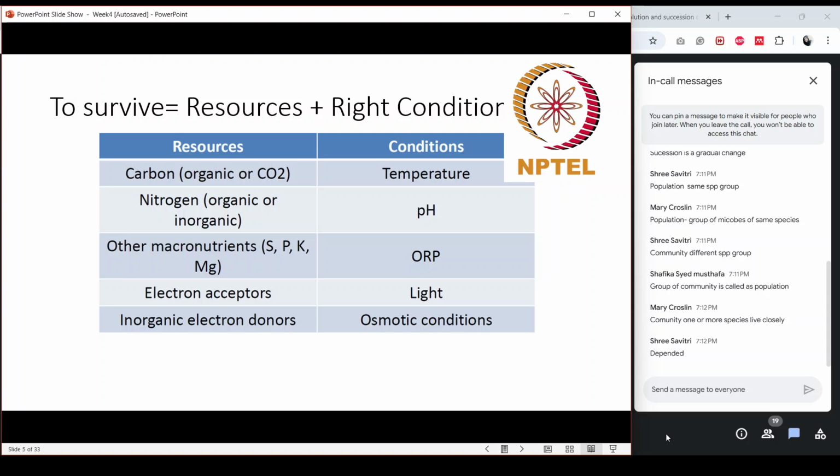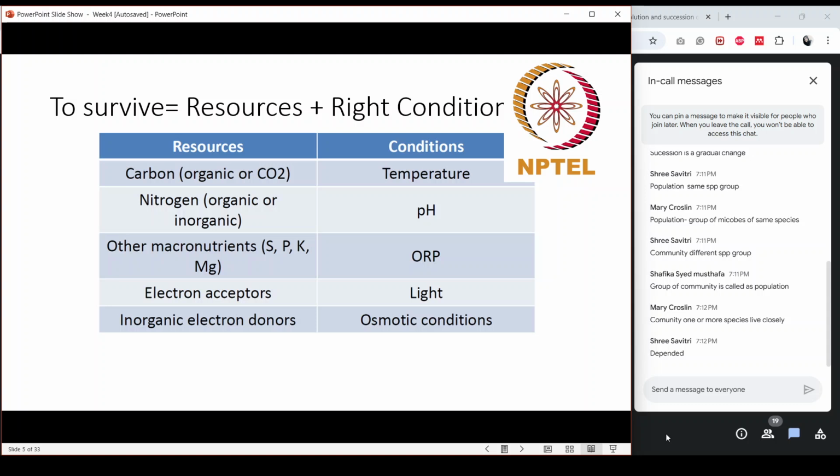Next important thing is electron acceptors, and then inorganic electron donors. So these are the resources that are required. These resources are required in one or another form for different types of microbes to survive. The other important thing is right condition. So we can talk about temperature, pH, ORP, light, and osmotic condition.